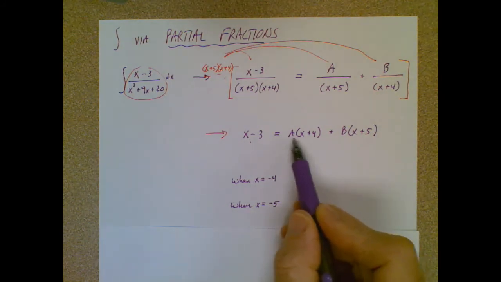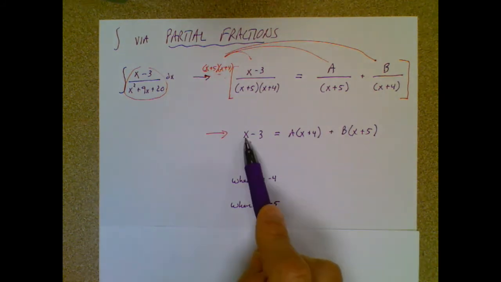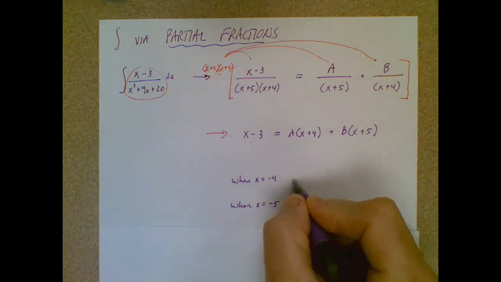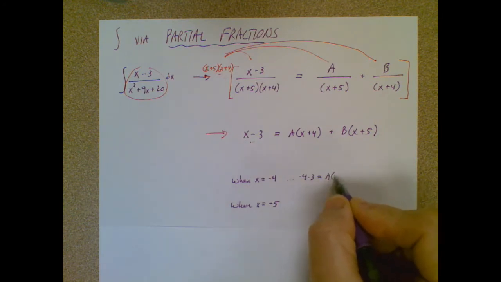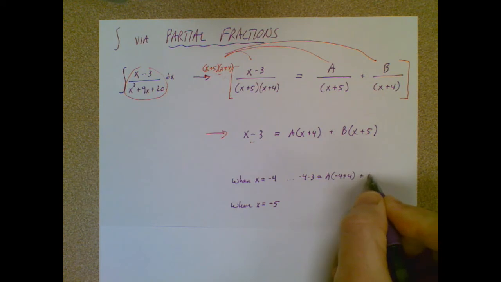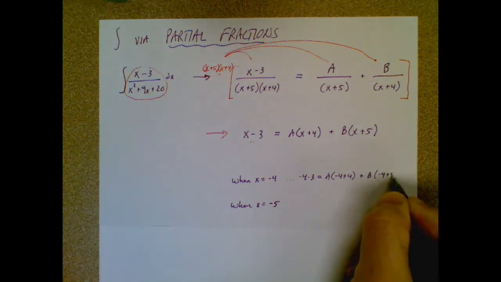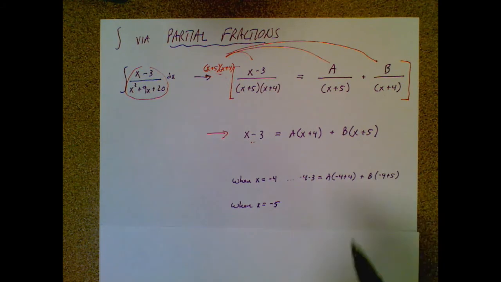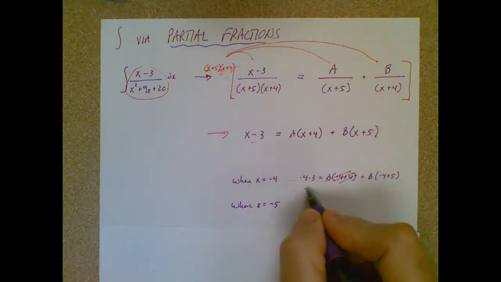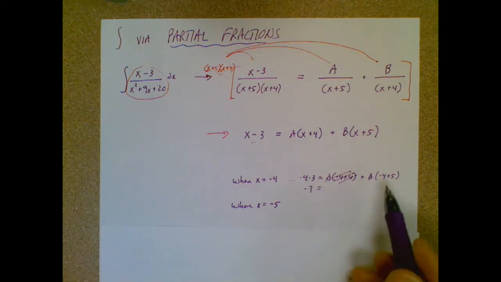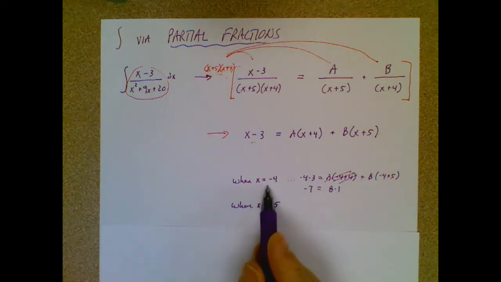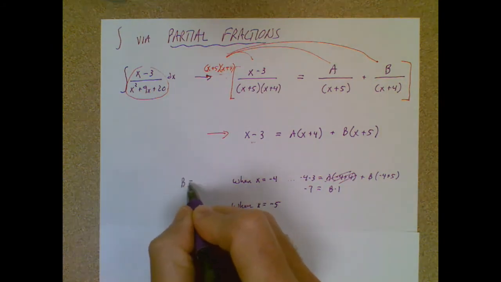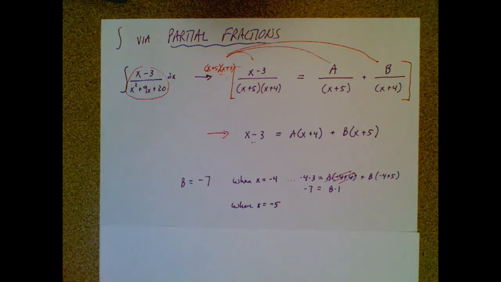this term goes away because it's a times negative 4 plus 4, a times 0. So if I plug in a negative 4 here and here as well, what I get is negative 4 minus 3, that's my left-hand side, equals a times negative 4 plus 4 plus b times negative 4 plus 5. Okay, that looks like a mess, but notice that this turns out to be a 0. This is negative 7, and this is b times a positive 1. What I've found out is this: when x equals negative 4, b equals negative 7.